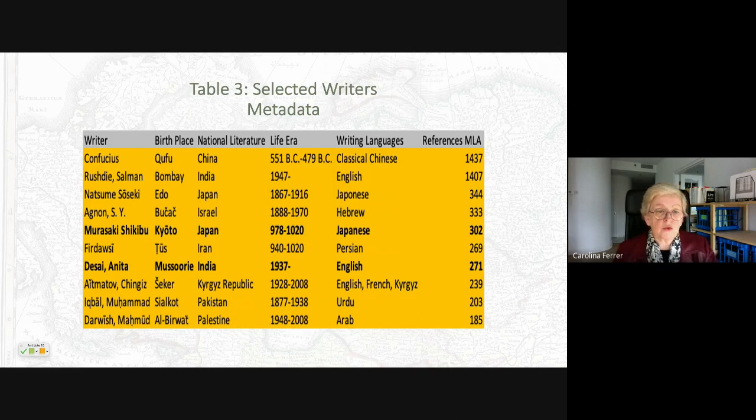Now we have decided to select a certain number of writers to show the relations that are established between different national literatures. So finally, we analyzed a sample of 10 Asian writers. We chose the most representative ones from each country that accumulate at least 180 references. We included 2 women. Table 3 contains the main metadata indicators for each writer. We elaborated several indicators for each selected writer. So you can see that we have writers from different national literatures, and we also see the languages of expression of these writers.